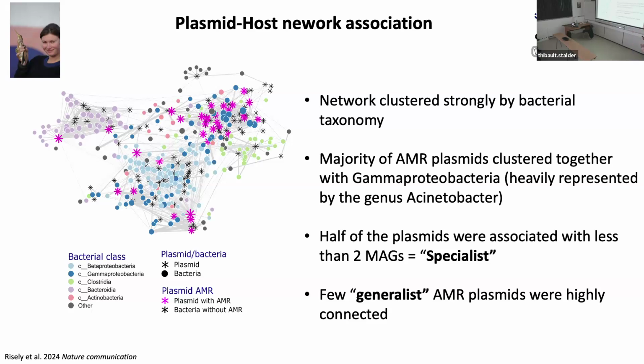It looks like this network here, where each node, the circle, represents a MAG, a metagenomically assembled genome, linked to a plasmid. The plasmids are represented by the little stars, and when the plasmid is associated with resistance genes, it's a little pink, purple star here. When we looked at this network, colored by class, at first the network clusters strongly by bacterial taxonomy, suggesting that most plasmids are associated with a certain type of taxon. That's also what has been found in database approaches, where people looked at the association of plasmids with hosts: plasmids tend to be more associated by taxonomy than what we can imagine, spread across all different bacterial species or groups.